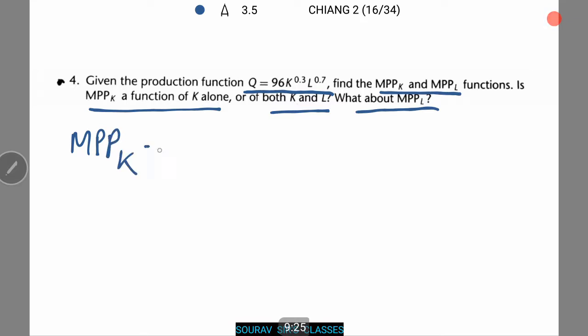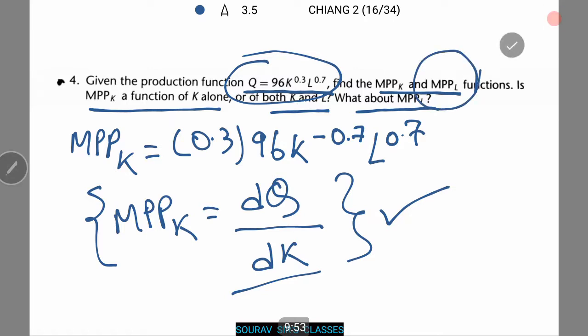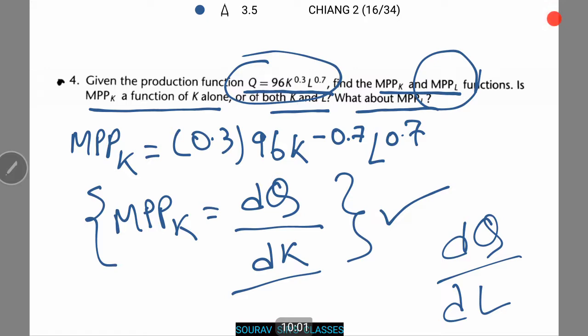MPPK equals 0.3. That is, MPPK equals 0.3 into 0.96 k to the power minus 0.7 and L to the power 0.7. This is simply derived by differentiating this function of q with respect to k. Now let's do the same for MPPL. Over there, we will just do dq by dL. Let's see what it comes to.